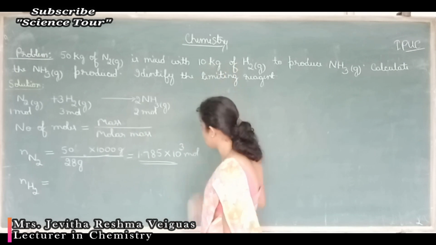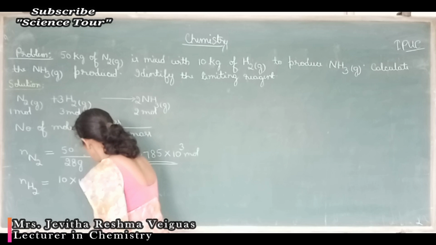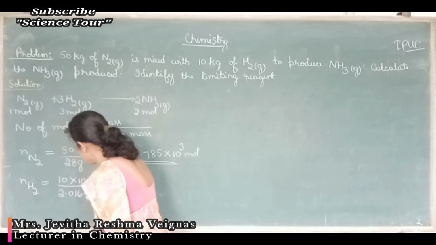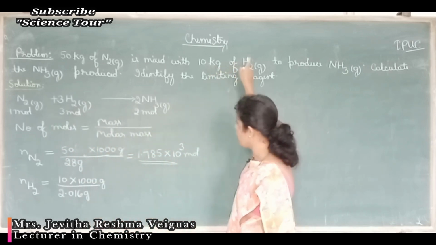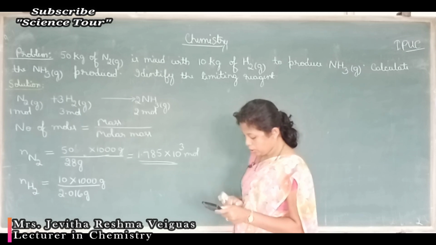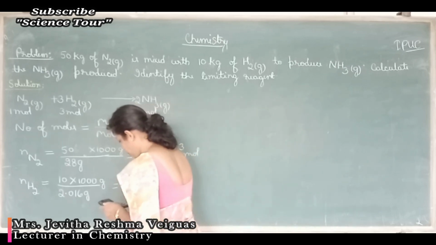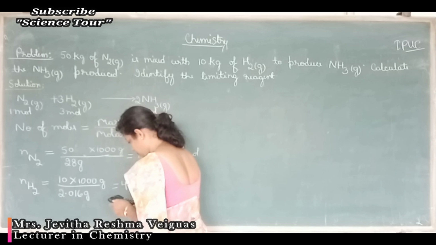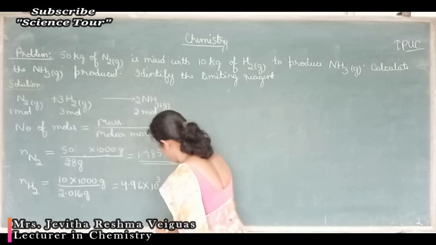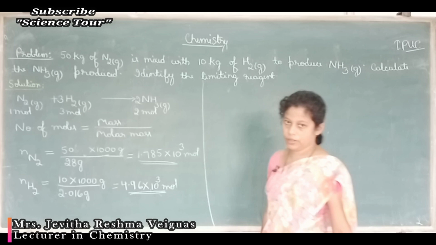Hydrogen mass given is 10 kilogram. So it is 10 into 1000 grams divided by molar mass of hydrogen, which is 2.016 gram. That is 2 into 1.008, that is 2.016 gram. So 10 divided by 2.016 you have to do. Answer you will get is 4.96 into 1000. 1000 is nothing but 10 to the power 3 moles. So this is the information we have got from the problem given.